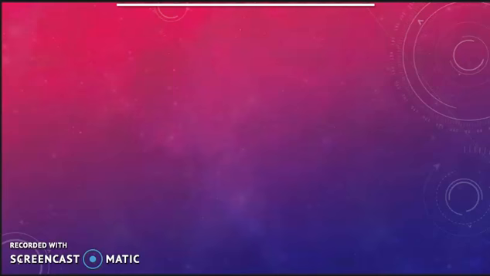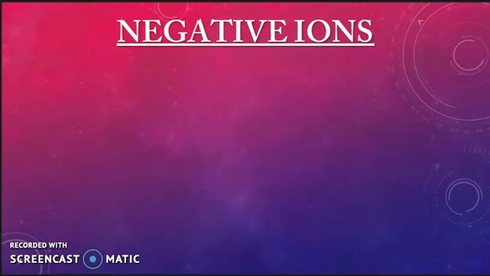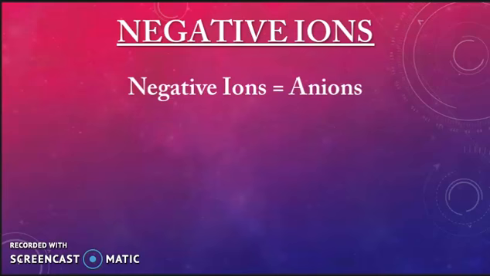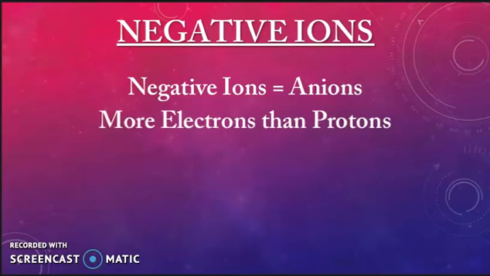So the next thing we're going to look at is a review of negative ions. Negative ions we call anions. Typically, they have more electrons than protons. So that's how they get their negative charge. And this is really what's important, is that anions gain electrons.